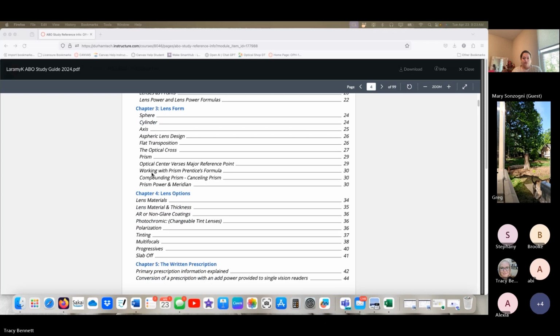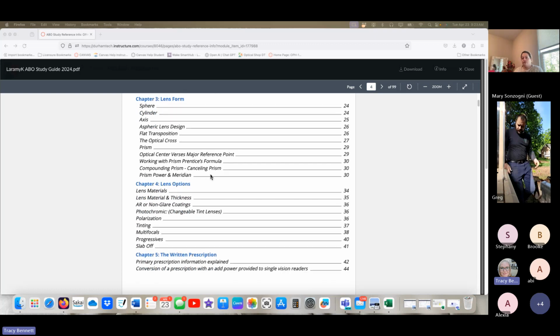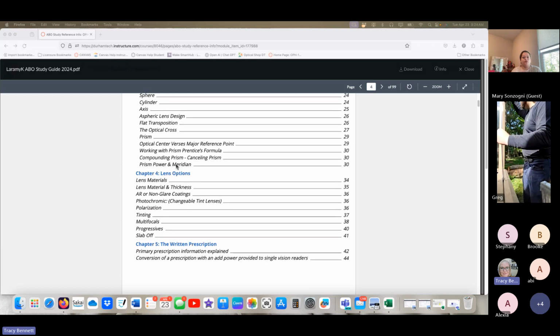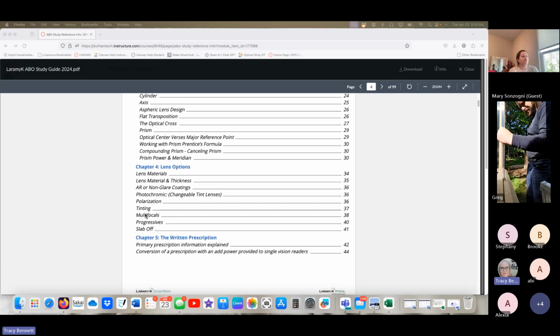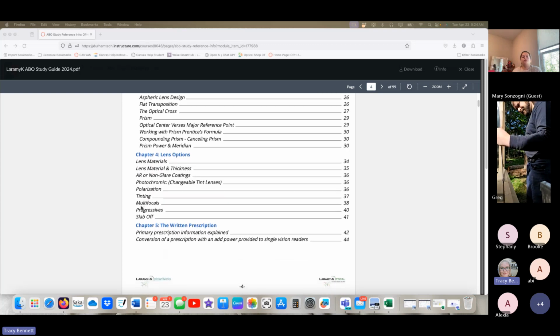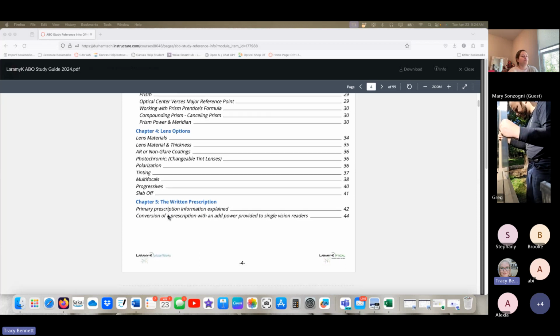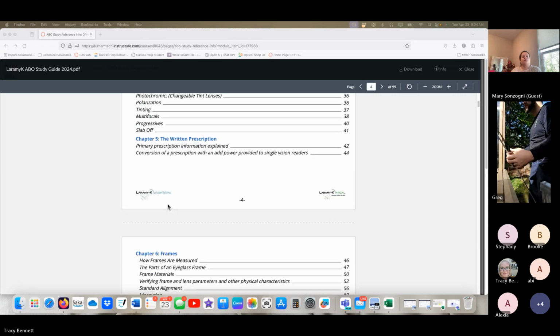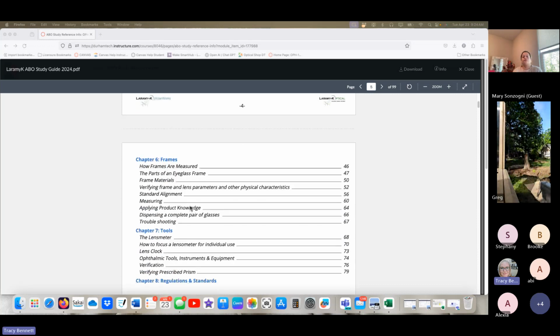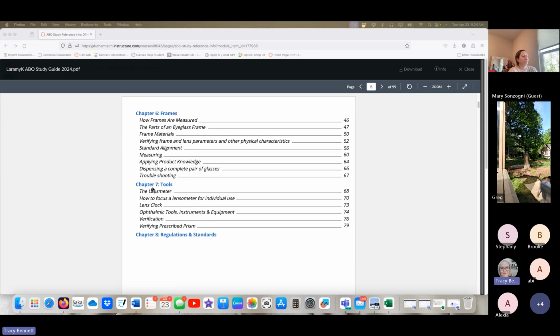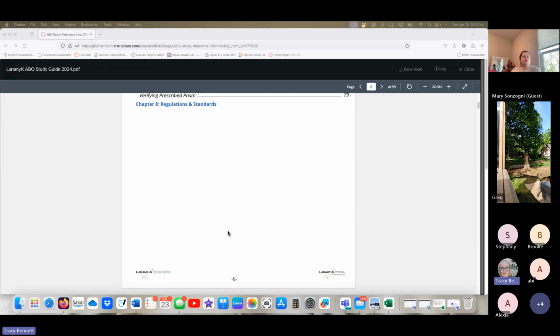It goes through all these: compounding and canceling prism, prism power, and meridians, the oblique meridian formula. Then it goes over some stuff about lens materials, AR coatings, photochromic, polarization tints, and then your progressives and multifocals and slab off as well. And then written prescription, we got stuff in here for frames and some basic lensometer with lens clock verification and ANSI.